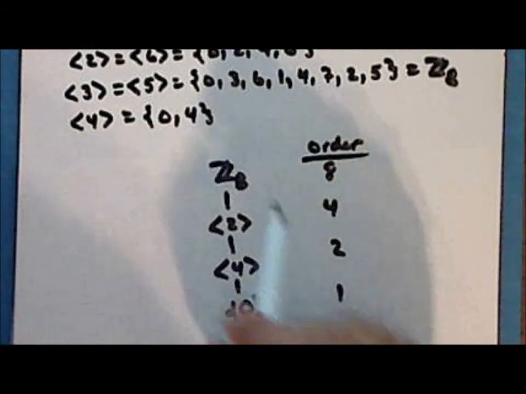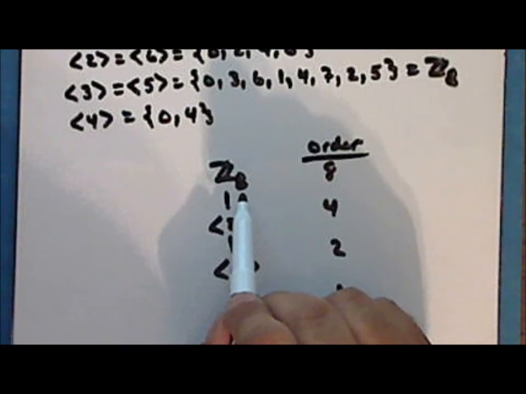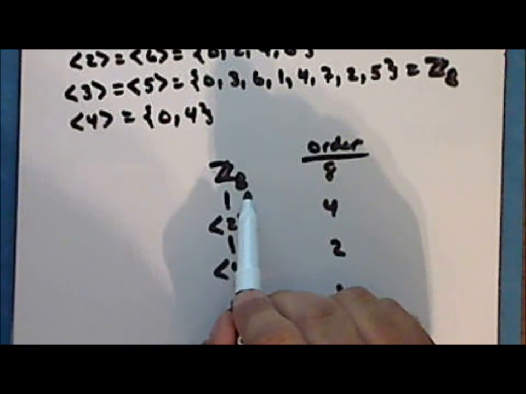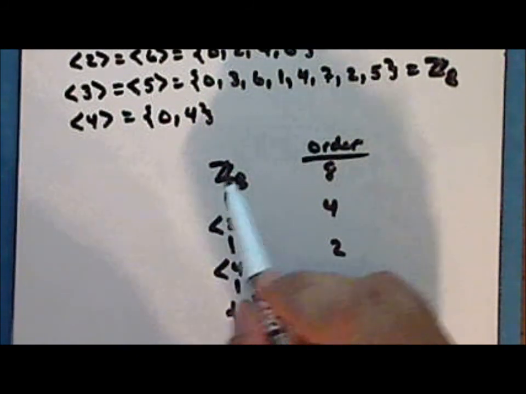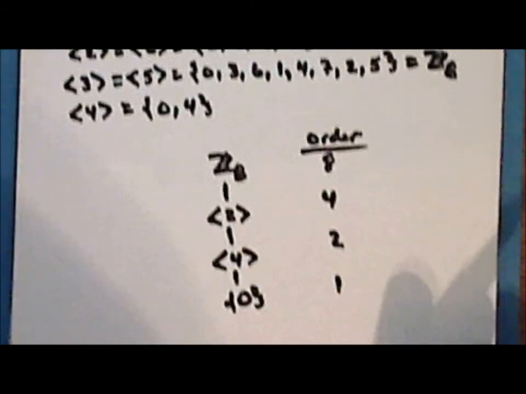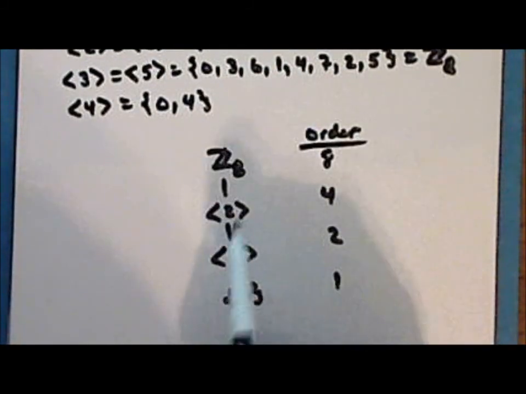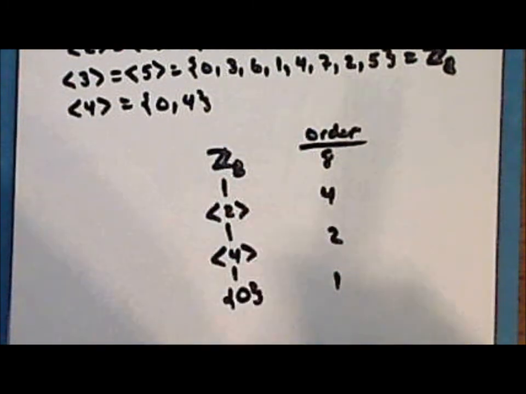Now, since the group of integers modulo 8 is cyclic, each of its subgroups is also cyclic, and so these are the only possible subgroups. And the orders of these subgroups divide the order of the group.